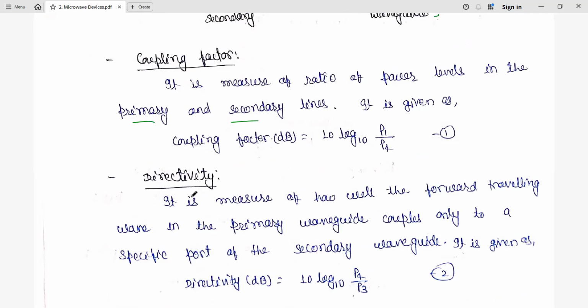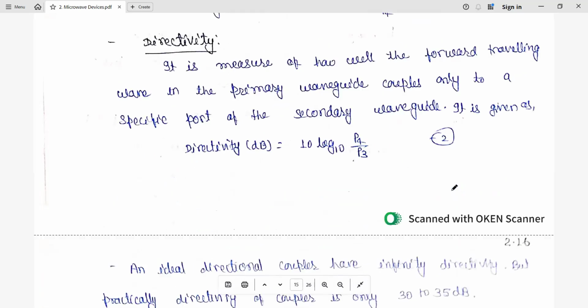Similarly, we talk about directivity, like in the case of an antenna: where you want to send, there it should reach. Here, directivity tells how the primary waveguide couples only to the specific port of the secondary waveguide where you want to send the signals. Directivity is the ratio of power at port 4 and power at port 3. In dB it is given as 10 log P4 by P3.